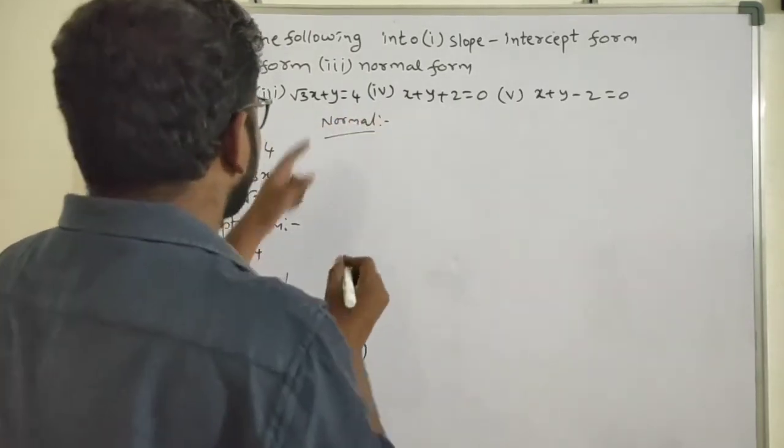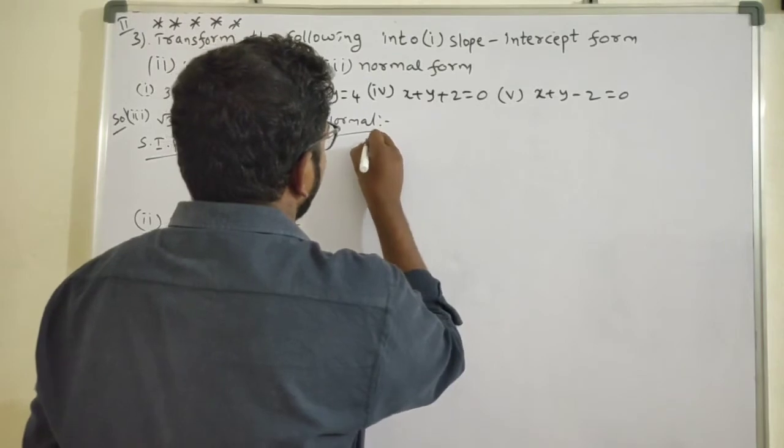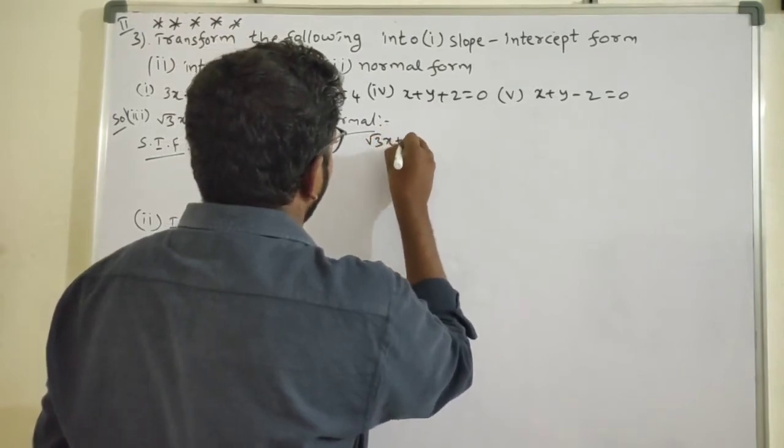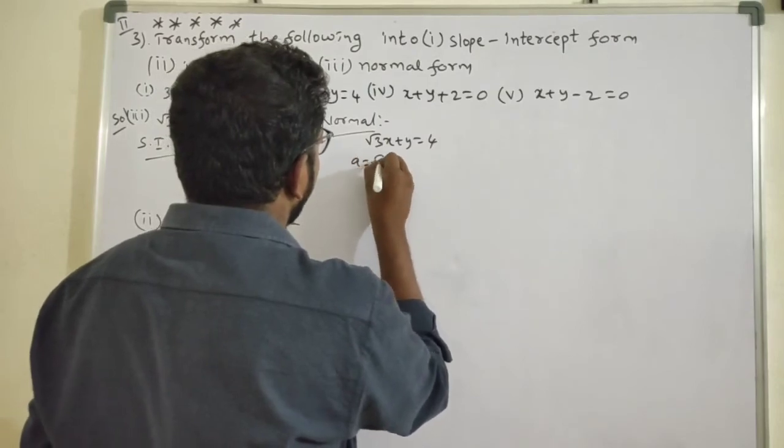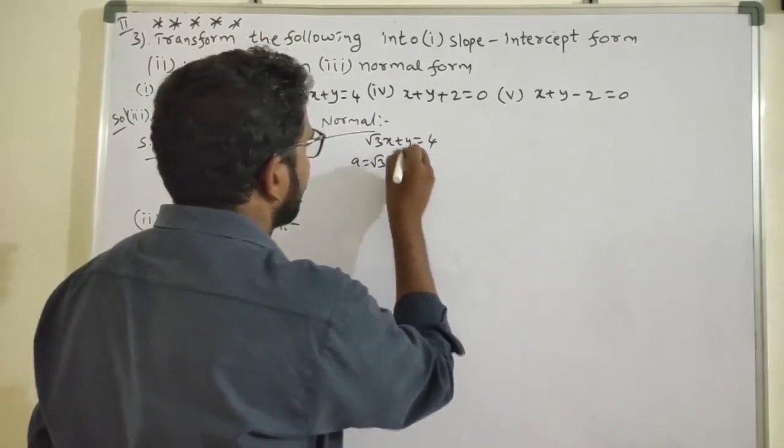So what is given question? root 3x plus y is equals to 4. So what is a value? A is equals to root 3, b is equals to y quotient 1.